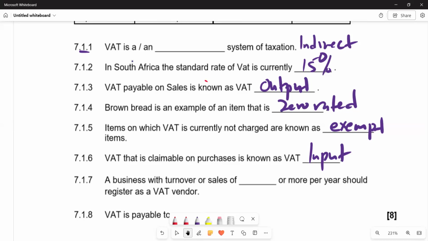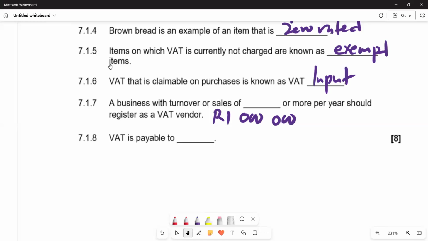So you go to 7.1.7, a business with turnover or sales of dash or more per year should register as a VAT vendor. We know that when it's more than 1 million rand, so basically we are going to write it as 1 million. So this is the response that we have here. Then 7.1.8, VAT is payable to, we know that it is payable to SARS. This is the parastatal that is involved in the collection of tax. So VAT becomes part of our taxation. So it's payable to SARS. So we've got our answer for 7.1.8. Then we can go to the second part of the question.